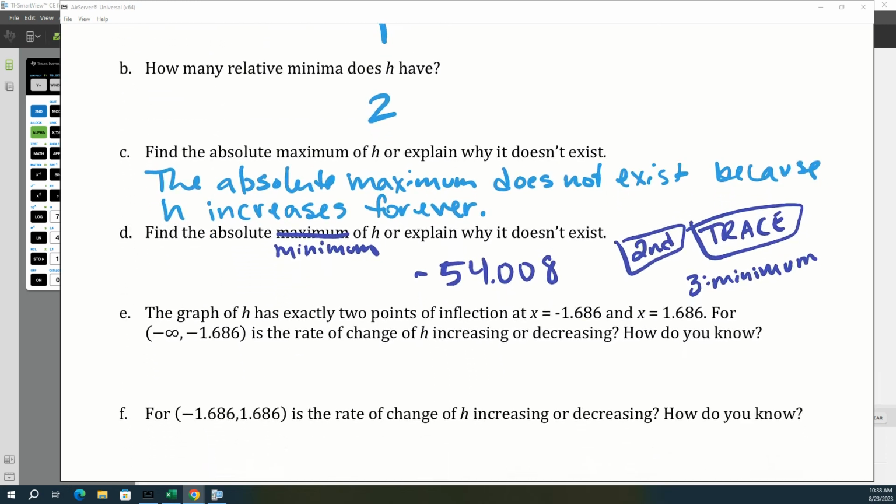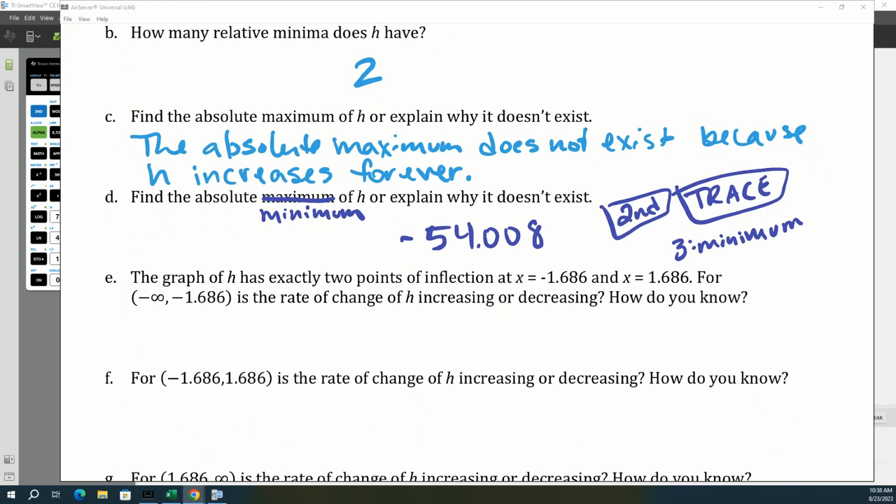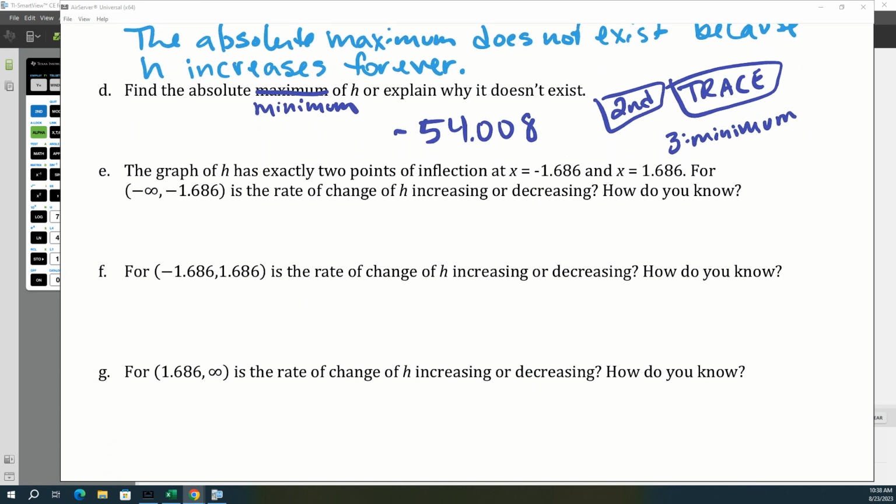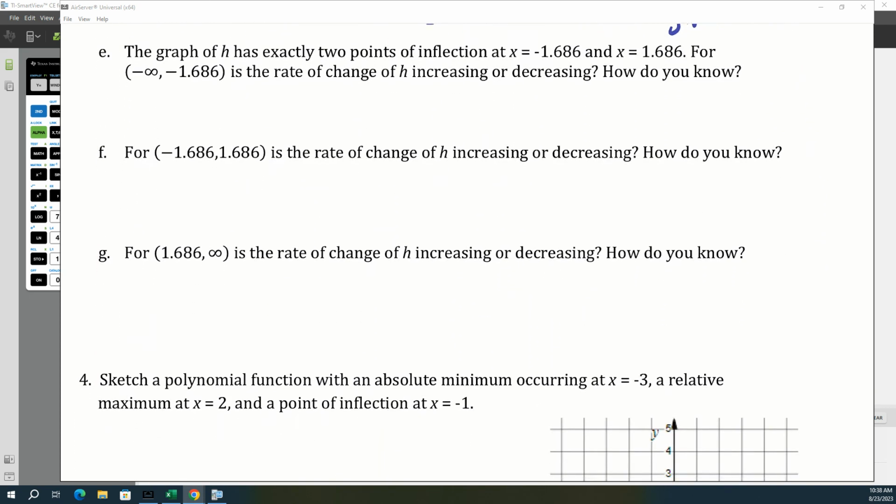So we're picking back up on E. And E tells you that the graph of H has 2 points of inflection and found them. Now, if you take calculus next year, you learn how to find points of inflection by hand. You guys are not going to be able to do that this year. So they'll either tell you what the point of inflection is or they'll tell you to approximate it. So you're not going to have to worry about finding the exact unless you take calculus next year. It's not hard, so it's definitely doable.